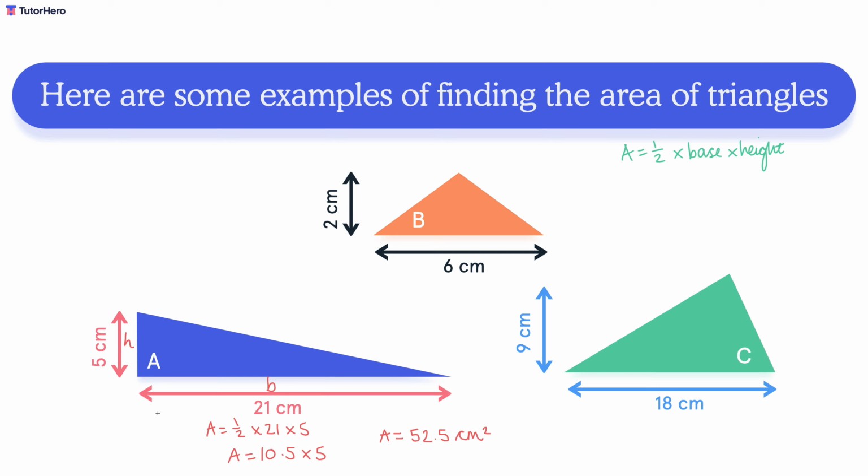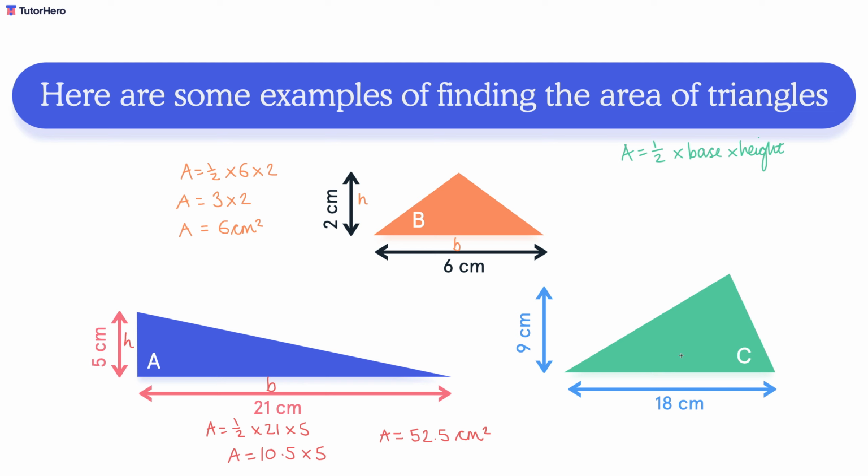Well done if you got that answer correct. That was really challenging. Let's try triangle B. So the base is 6 centimetres and the height is 2 centimetres. So we're going to do half times 6 times 2. So we know that half of 6 is 3, so 3 times 2. And we know that 3 times 2 is 6. So the area of this triangle is 6 centimetres squared.